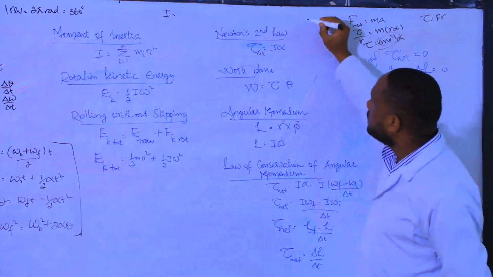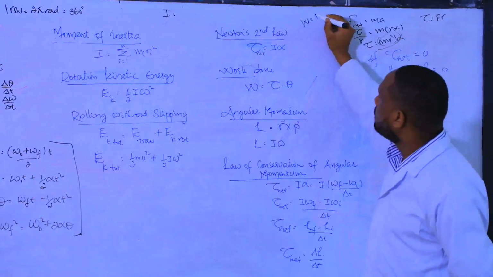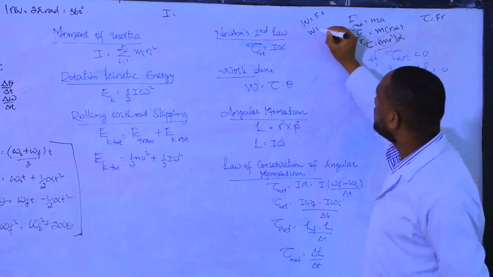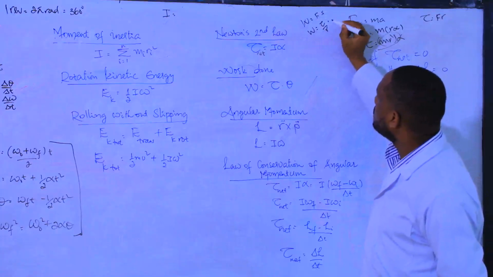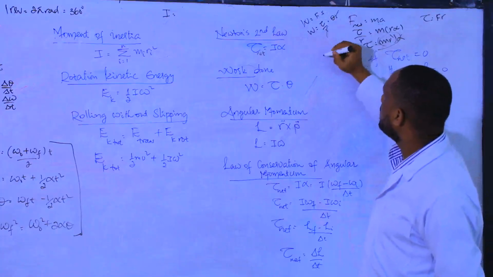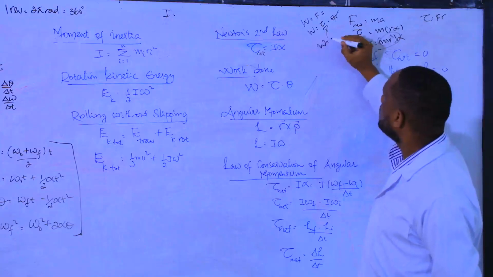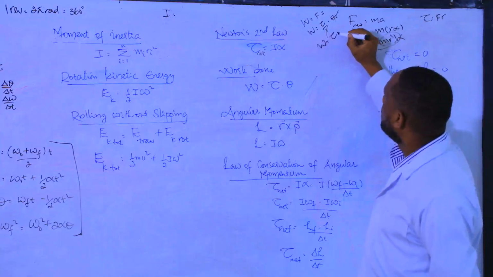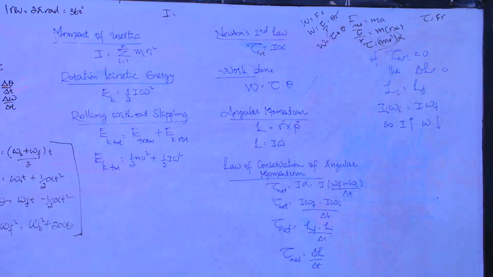Similarly, we can also calculate the work done by the net torque. We know that from linear motion, work done is equal to force dotted with displacement, and this is torque over R dotted with displacement, which is theta times R. R can be cancelled with R, so the net work done by net torque is equal to theta dotted with tau. That's the torque.